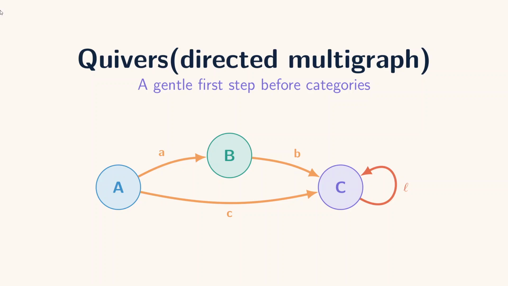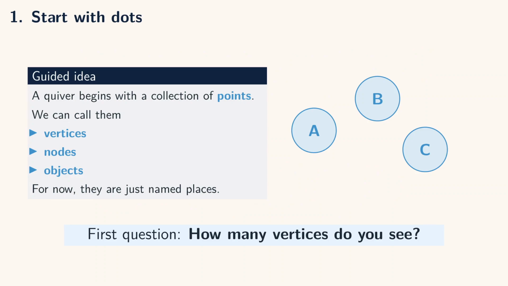By the end of our time together, you will see that a quiver is really just a gentle first step towards something deeper in mathematics called category theory. But we are not rushing there. We are going to take it slowly, one idea at a time. So let us begin at the very beginning.